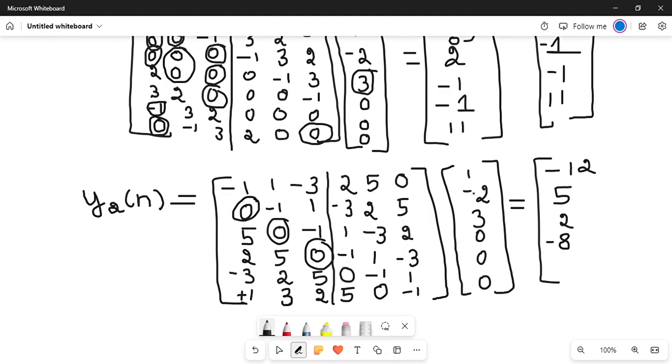So it is minus 3 into 1 is minus 3. And it is 2 into minus 2, which is minus 4. Fine. So it is minus 3 minus 4, how much? Minus 7. And this is 5 into 3 is 15. So fine, it is minus 7 plus 15. So how much will you get? You will get 8.